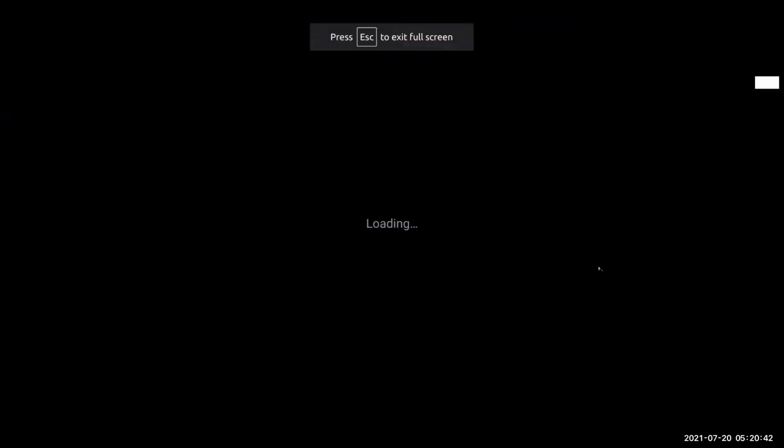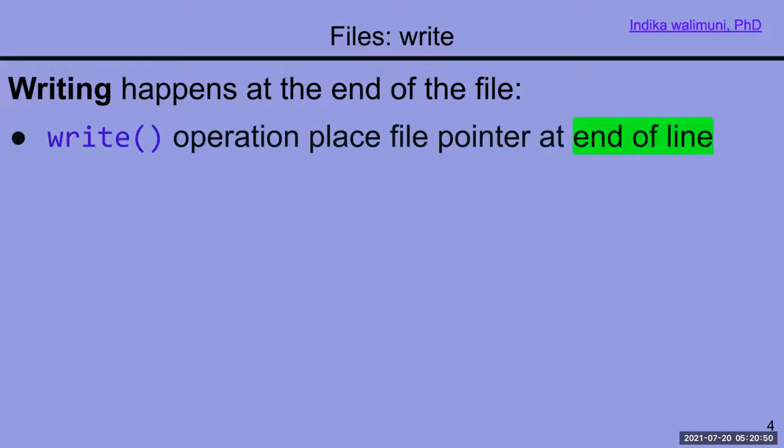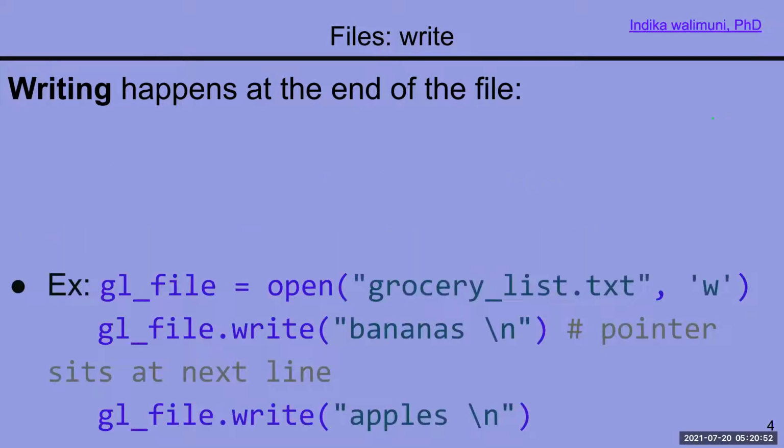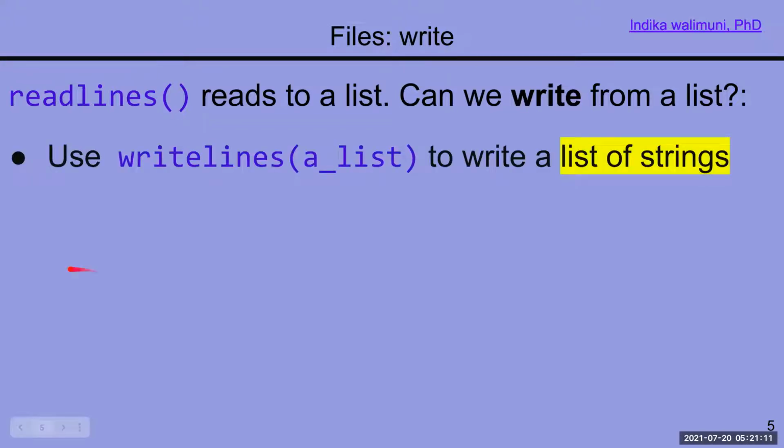All right, next slide. All right. So readlines. We know that readlines reads a bunch of lines as a list. So the question is, can we also write a list of lines into a file, right? So we can do that as well. We use the writelines method. So this has to be a list of lines. That means it should be a list of strings.